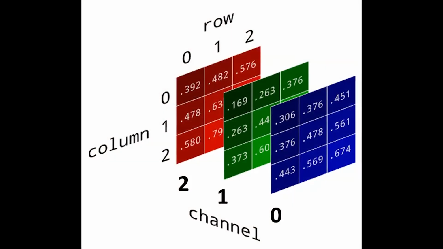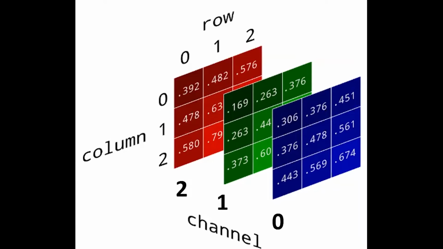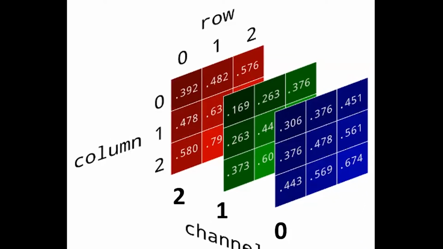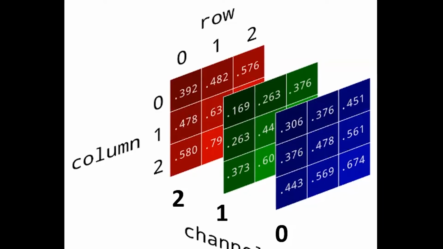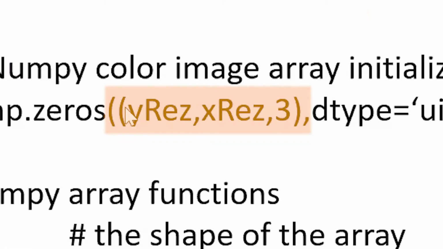So for color, we need 3 dimensions. You tell it how many elements in the Y, how many elements in the X, and then how many channels. If you wanted to do a grayscale, you would just do YRes and XRes. That would just be 2 dimensions. You wouldn't need the 3rd channel.